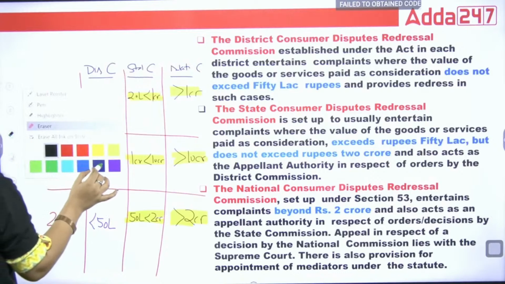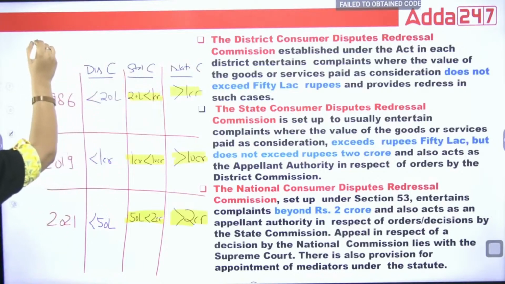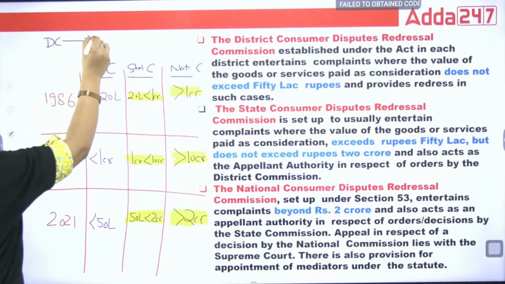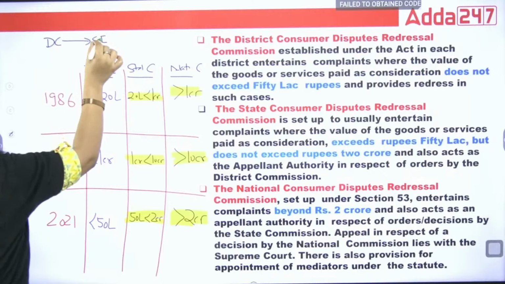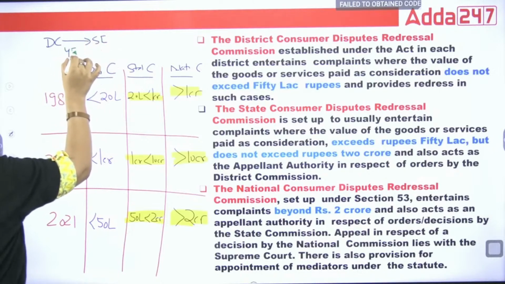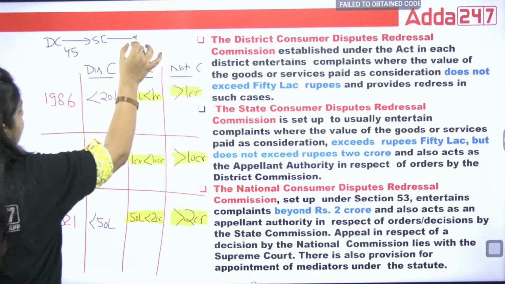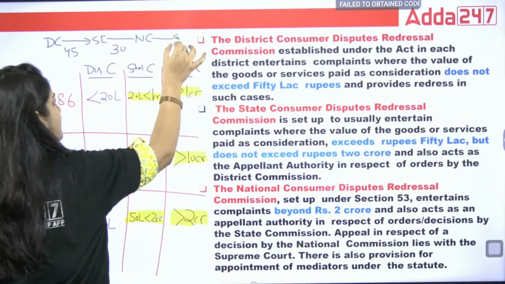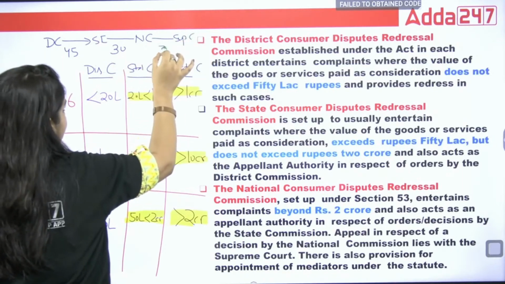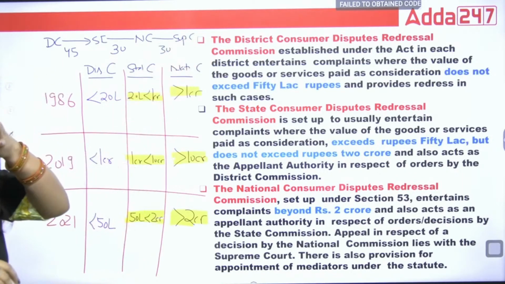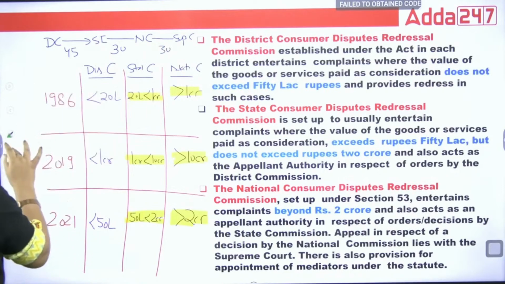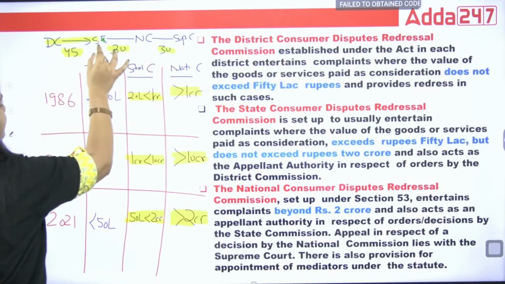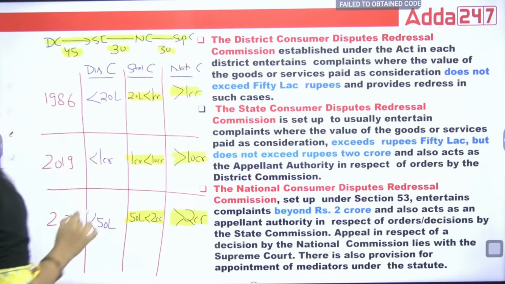See, District Commission to State Commission, that is within 45 days. State Commission to National Commission, 30 days. And National Commission to Supreme Court, that is 30 days. So this is the appeal days, class. Appeal days. That is important. District to state, state to national, national to Supreme Court.